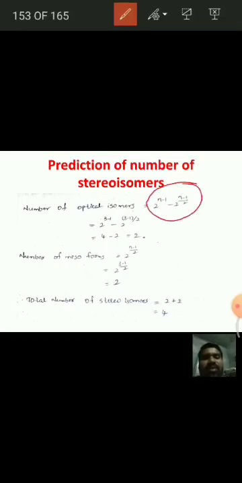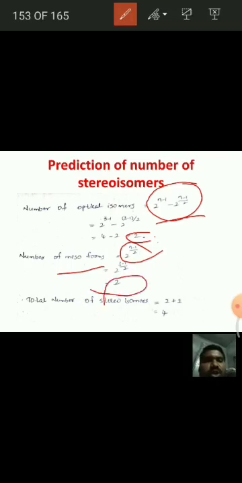See here, the number of optical isomers is calculated by this formula: 2^(n-1) minus 2^((n-1)/2). Hence 2^(3-1) minus 2^((3-1)/2), that is 2 optical isomers are possible. And the number of mesoforms, as it is a symmetrical molecule, we have 2^((n-1)/2), that means 2 mesoforms are possible for these molecules.